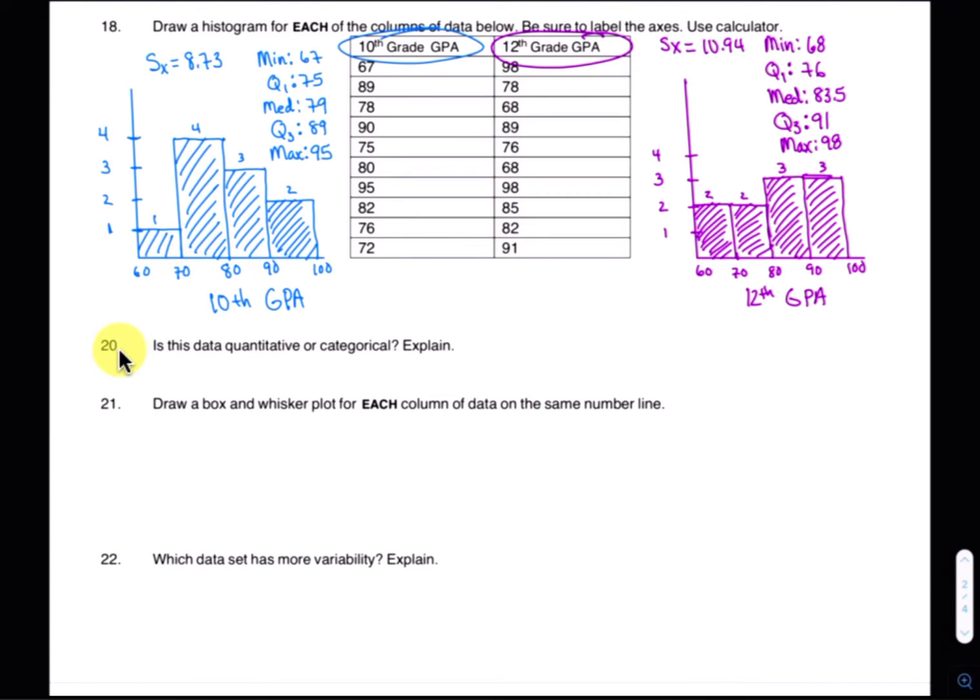Number 20. Is the data quantitative or categorical? Explain. Well, the data is definitely quantitative because it's GPA, and GPA is numerical.